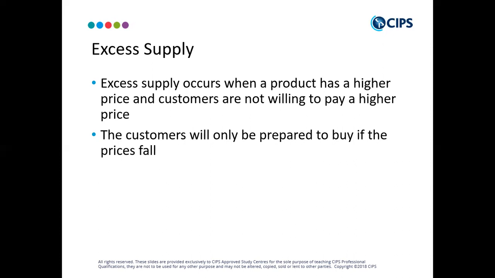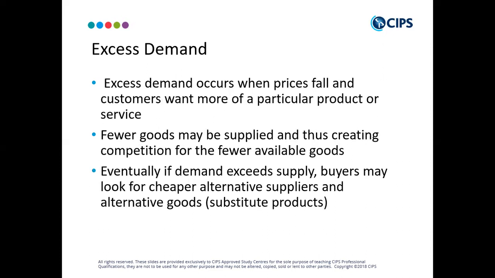Excess supply occurs when a product has a higher price and customers are not willing to pay that higher price. You buy a product in bulk and come to sell to Botswana, and Botswana doesn't buy, so you have excess supply. If demand is 50 when the supply is 100, what happens? Excess supply. But once you drop the prices, demand goes up. I hope you guys are getting the pattern of what I'm trying to talk about here, right?